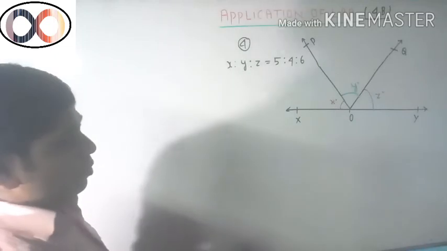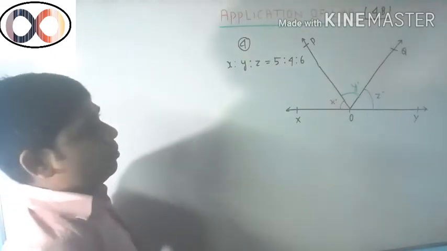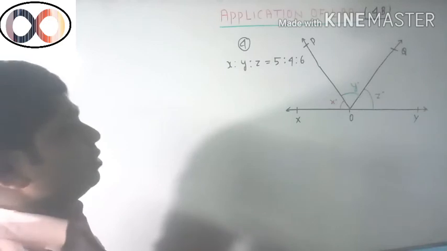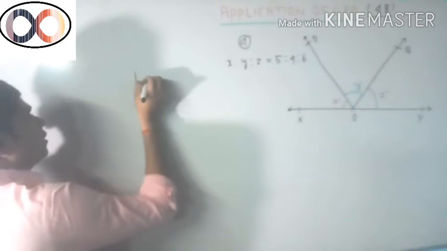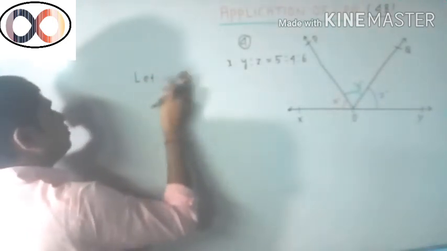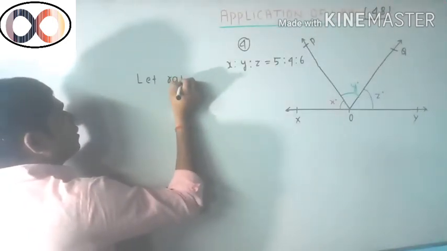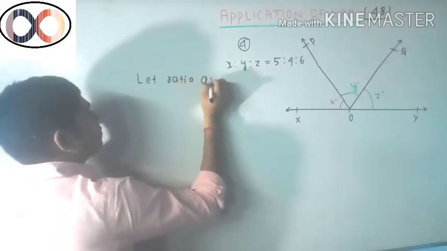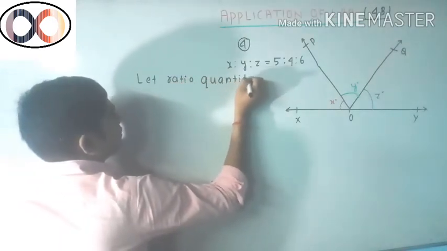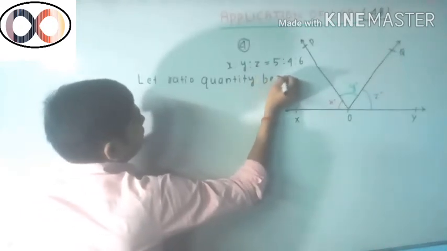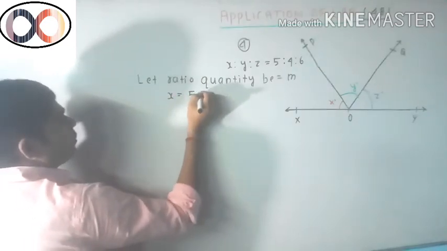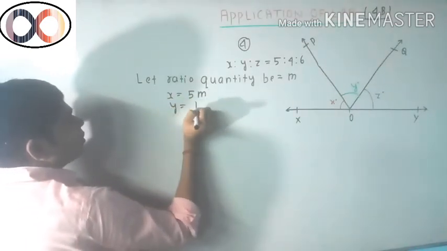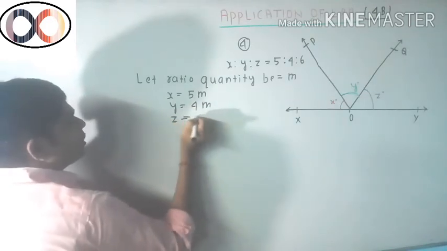Before solving the question, we have to take one ratio quantity, because the data is in ratio form. Let the ratio quantity be m. So x equals 5m, y equals 4m, and z equals 6m.